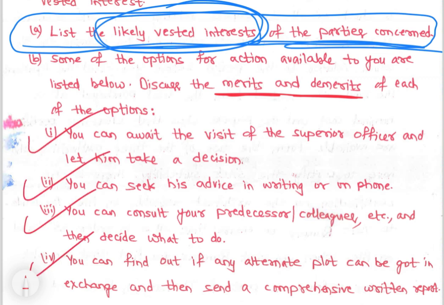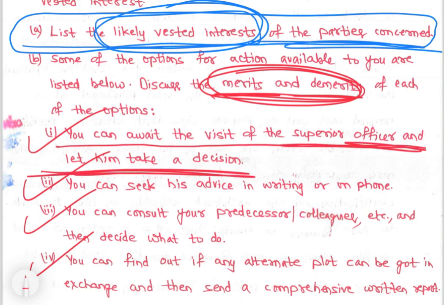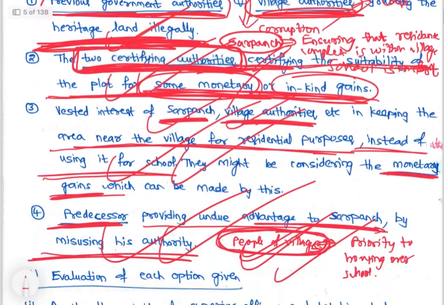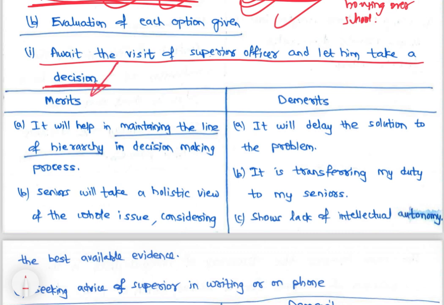So you need to write merits and demerits of each of the options given. First option is you can evade the visit of superior officer and let him take a decision. Now, what is the merit of this option? Merit is it will help in maintaining the line of hierarchy in decision making process.